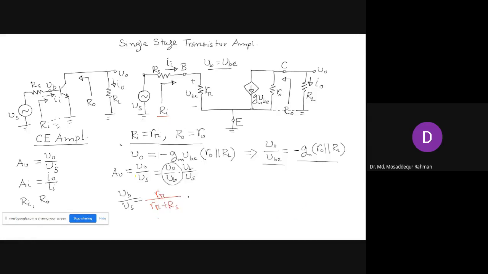Okay, guys. So now we have determined both the parameters. One is V naught by VB, that is minus GM R naught parallel RL, and that times R pi by R pi plus RS. Is that clear, guys? Yes, sir.